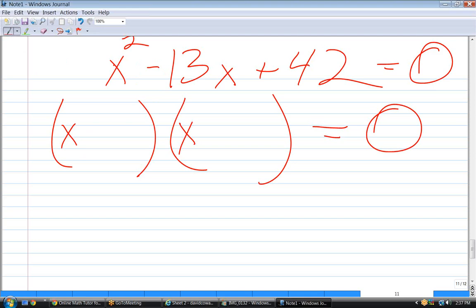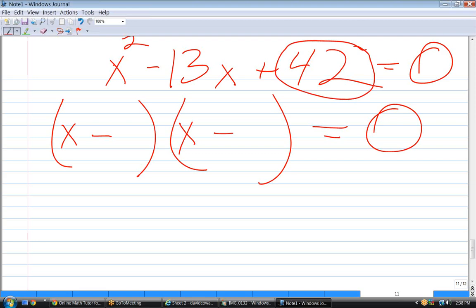Because the middle term is minus, they have to be minus minus. Now, that's the second step, okay? Step 1 was separating the x's. Step 2 is to determine the signs. Step 3, factors of 42. Let's start there.